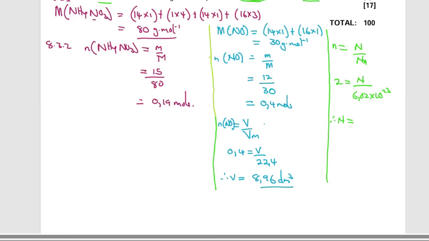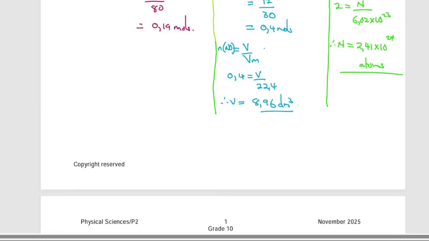Therefore, to conclude, if you cross multiply 2 times 6.02 times 10 exponent 23, we are going to get a value of 2.41 times 10 exponent 24. Then now I'm going to say atoms, right? So these are the atoms of nitrogen that we're looking for. So with that being said, we're done with our paper. Thank you for watching.